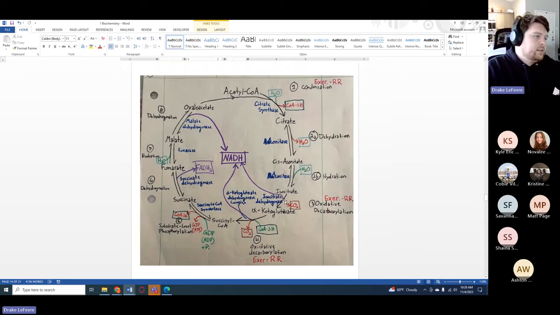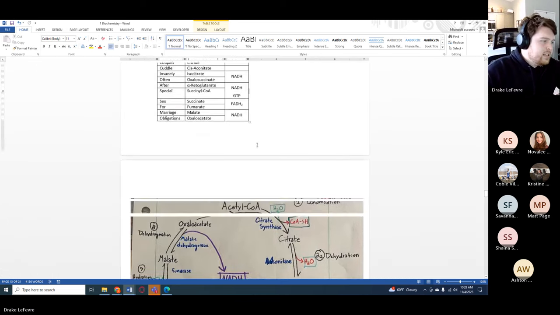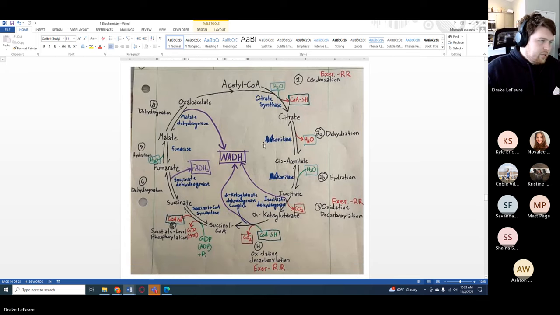The other part that you're going to want to know that's not included in that, unfortunately, are the enzymes. What's kind of nice is most of the enzymes are named after either the substrate before or the product after. Like citrate synthase synthesizes citrate. Aconitase is going to make aconitate, and then it also takes you down to isocitrate. Then isocitrate dehydrogenase dehydrogenates isocitrate to give you alpha-ketoglutarate.